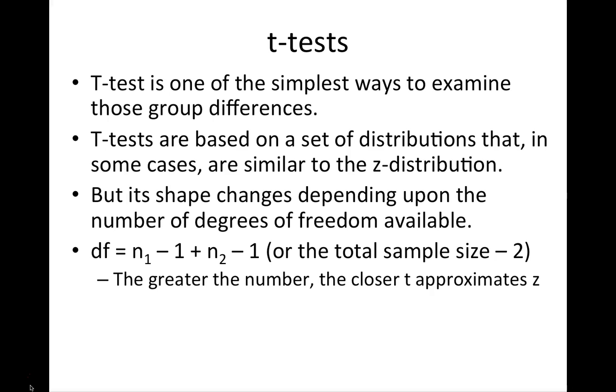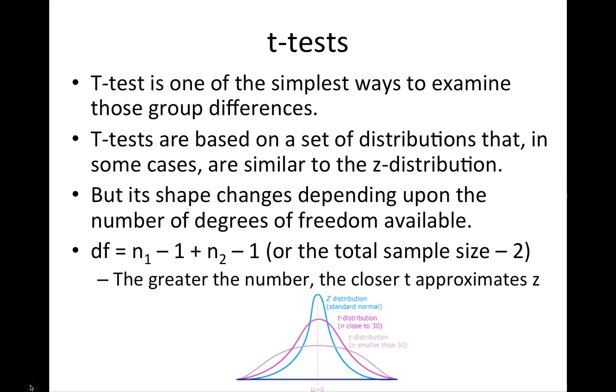Degrees of freedom for independent samples t-tests are the total sample size minus 2, or each of the individual group sample sizes minus 1. Those are the same number. And the greater the number of degrees of freedom, the closer the t distribution approximates the z distribution.